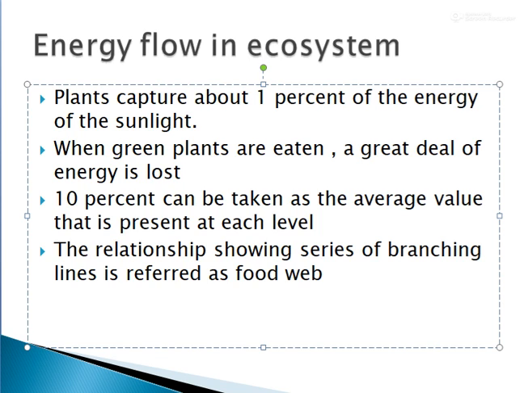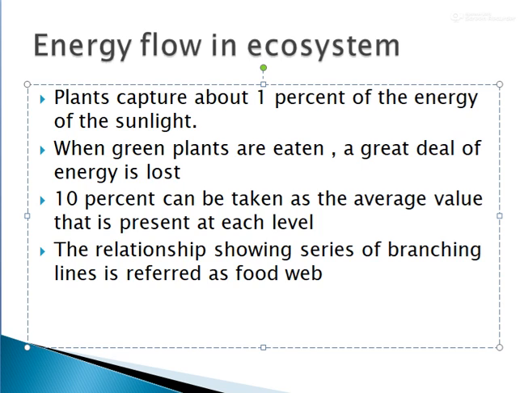Second point, when green plants are eaten, a great deal of energy is lost. When we have a look at the green plants, they are eaten by herbivores, yes or no? And during that time, a maximum amount of energy is lost. That means an average of 10% can be taken as the average value that is present at each trophic level. Okay, that means they keep on reducing.